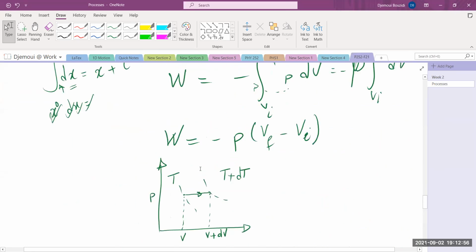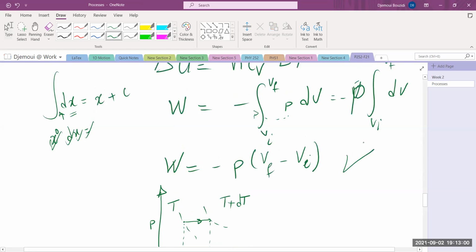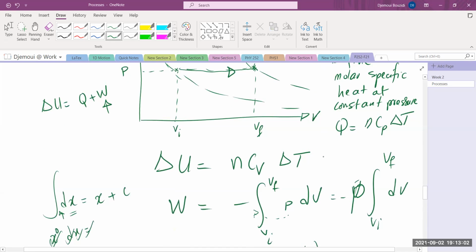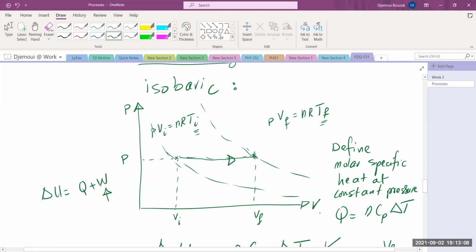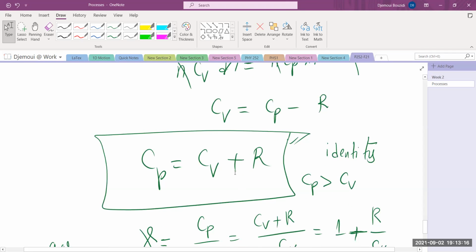So where are we now? We found W for this process, here it is. We found delta U for this process, here it is, because we can find what T final or T initial is. And we can find what Q is. So this process is fully discovered too. But what came from it is this relationship between Cp and Cv. That is really important. That is what came off of this process.